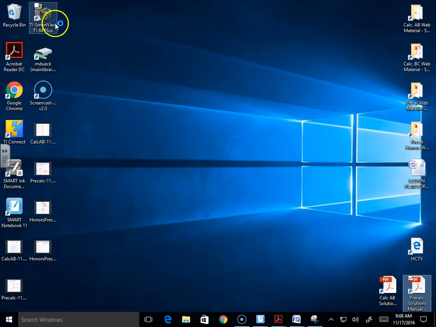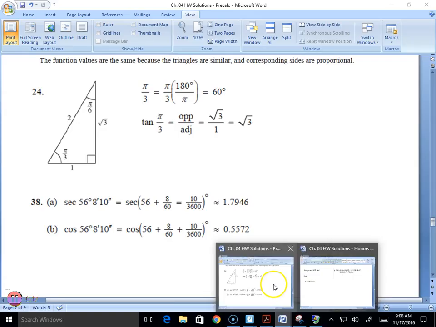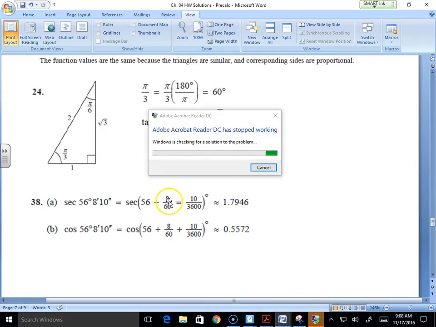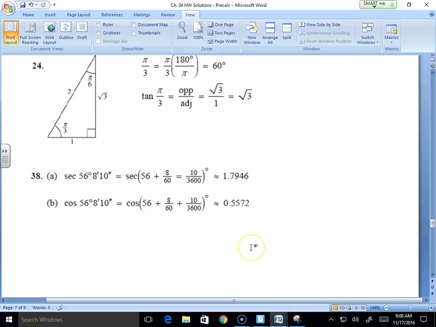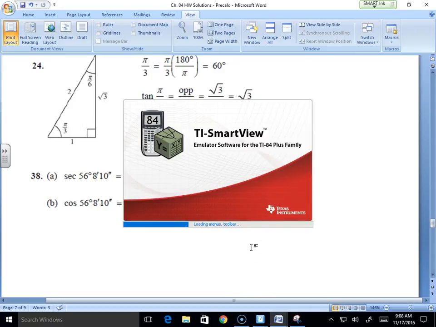Let me get the calculator out. Why are there over 60 and, oh, wrong one. Over 60 and over 3,600? What's this for? Oh, no. Converted. That's not good. Yeah, they converted because they gave you degrees, minutes, seconds, right? They gave you degrees, minutes, seconds.